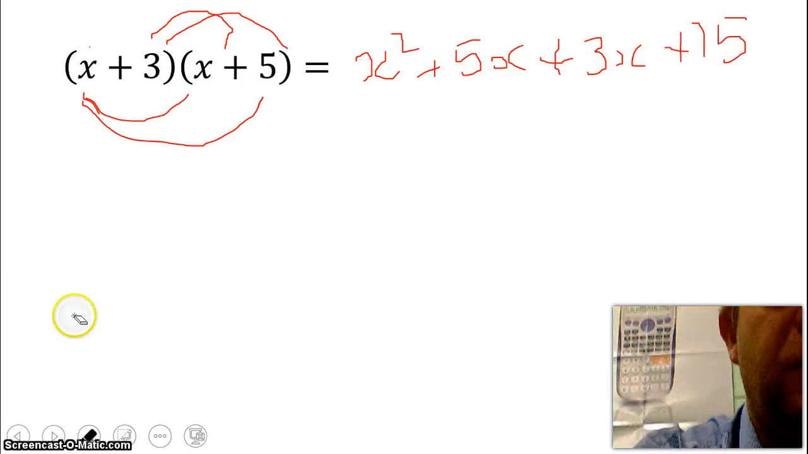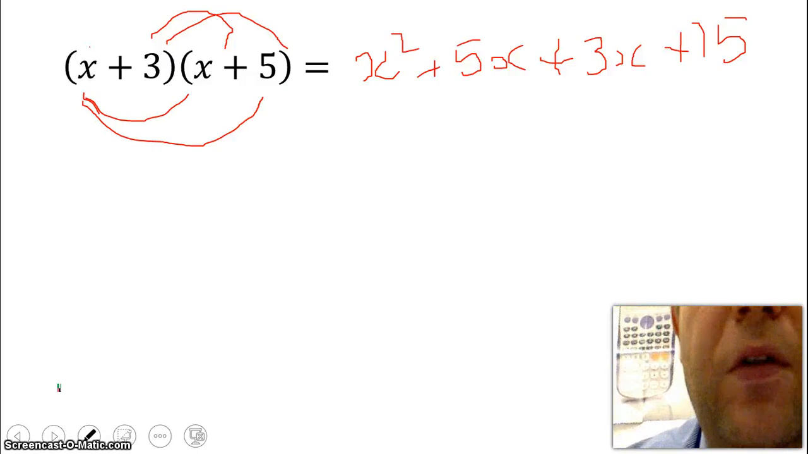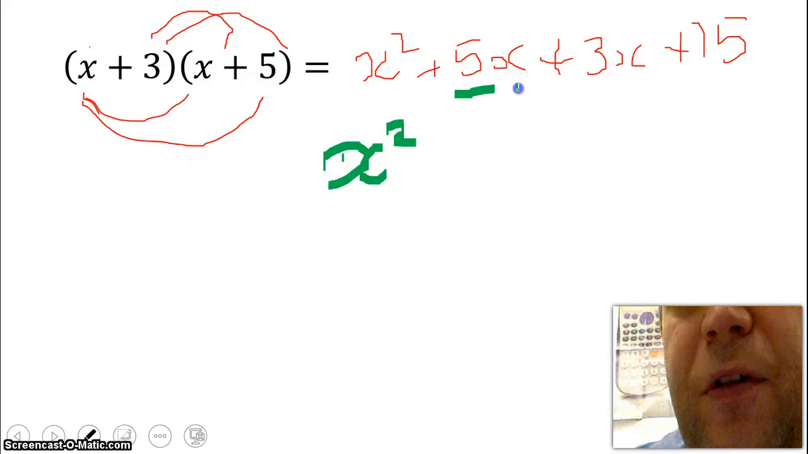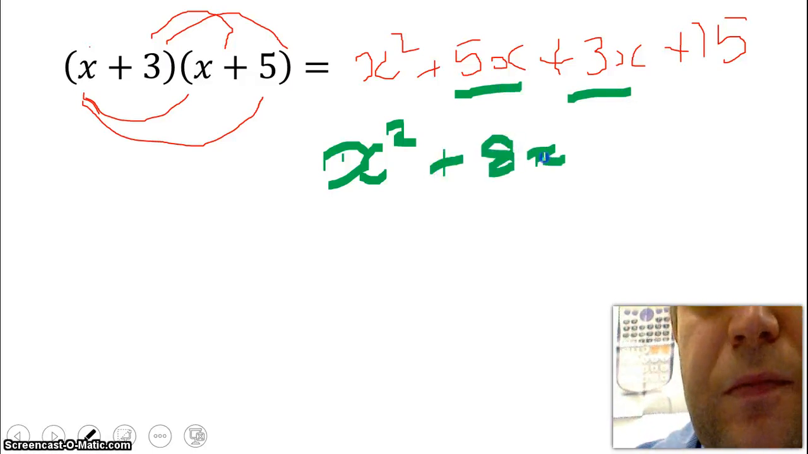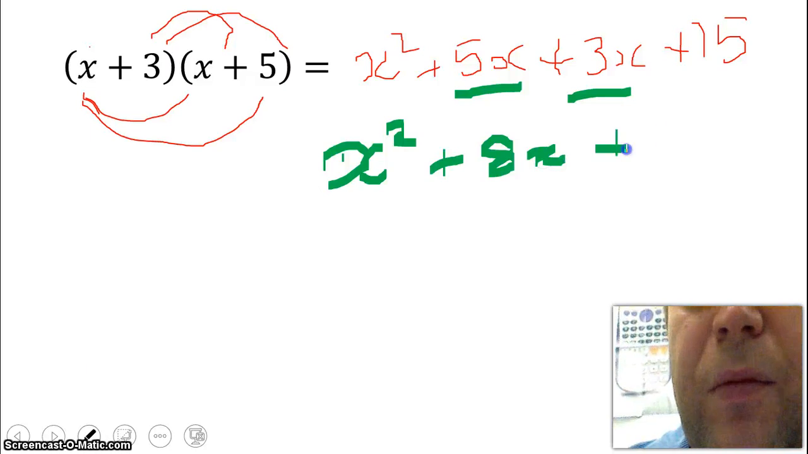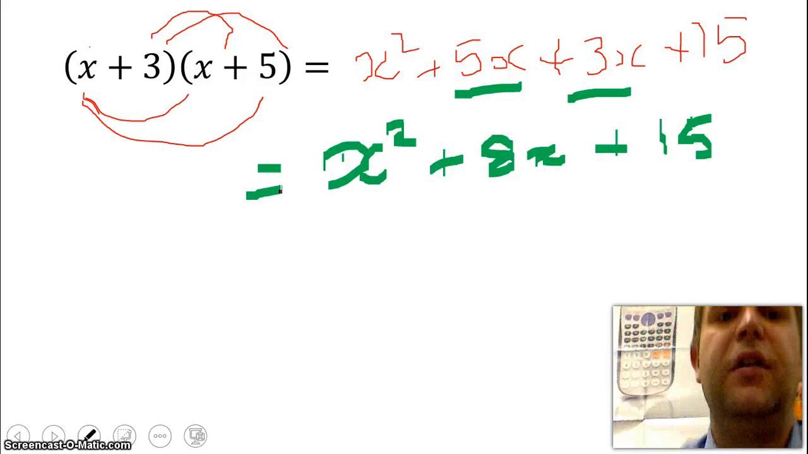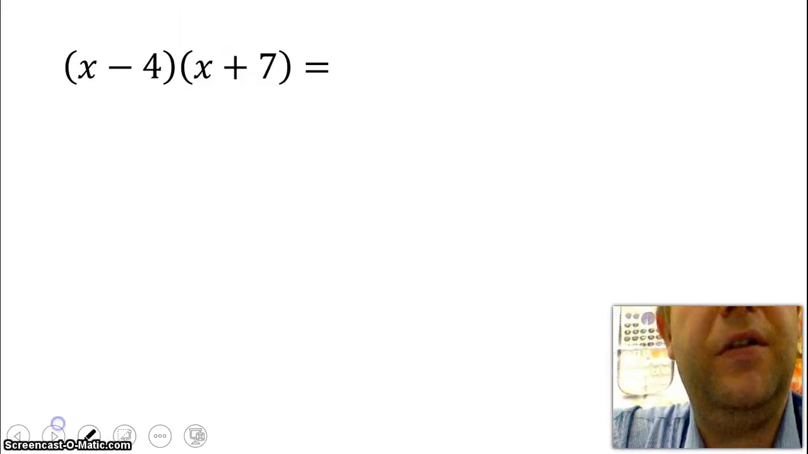Now we're going to go through and tidy that up. So we've got x squared, we've got 5x plus 3x gives us 8x, and add our 15 on, and we've got that nice and tidy now. We've expanded that binomial. Let's have a look at another one.